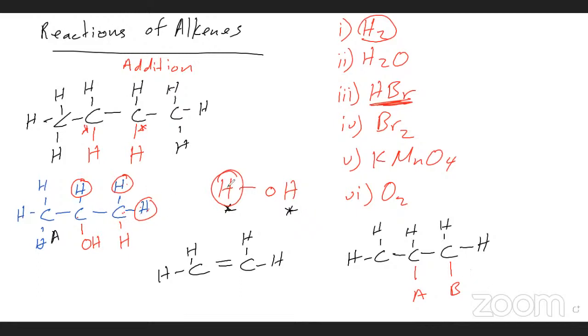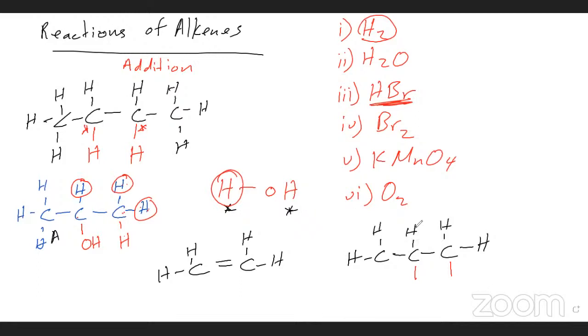The same rule applies with the H and OH. Do the same thing for H and Br. So which carbon should we put it on? No, you put it on the one with less hydrogen. So when it comes to HBr, put the hydrogen on the carbon of the double bond that has more hydrogen.